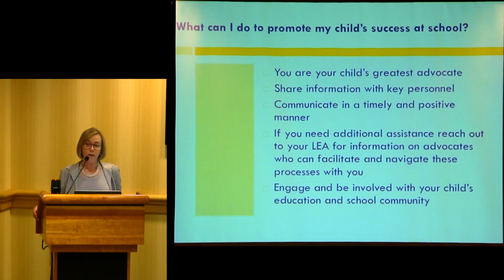Engage in being involved in your child's education and the school community. We want our parents there. We want our parents involved, and we want to work together with you. We have students for 6-7 hours a day. That's more than half of a child's waking time. And we want to work with you to promote their success. And we know that kids who are not healthy and whose health needs are not met in the school setting cannot succeed at a high level.